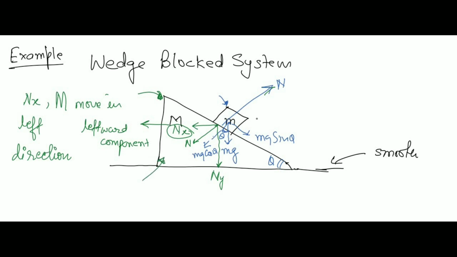Consider that this surface is smooth and there is no hinge or anything like that. So in a wedge-block system, if a small block is moving on a wedge, then due to the normal force, there is a component of normal force in the opposite direction, so that the wedge block system will move in the leftward direction. Okay, so that was all about Newton's law. Now you have an idea about how Newton's action and reaction law follows.